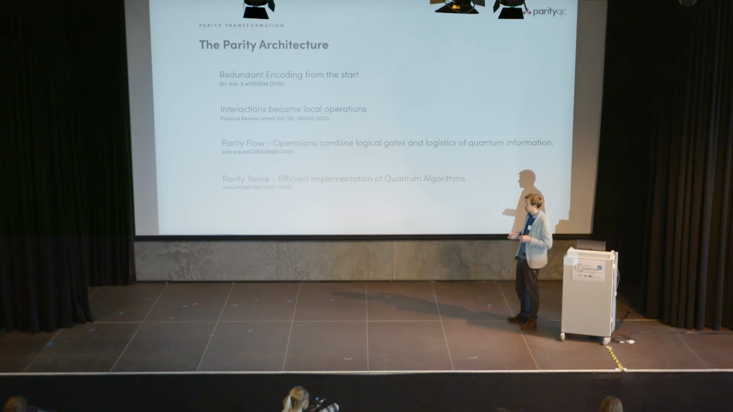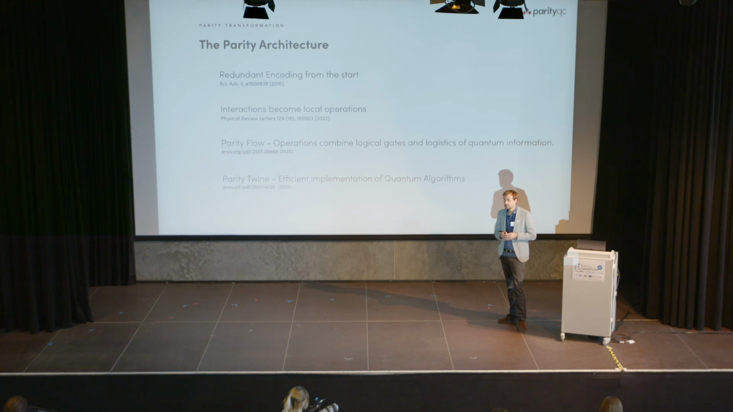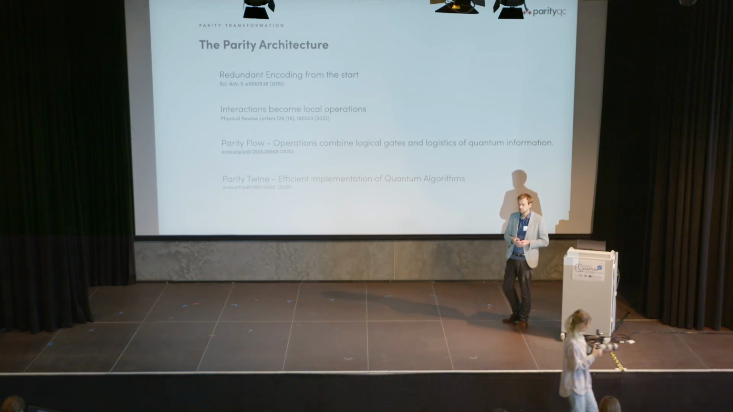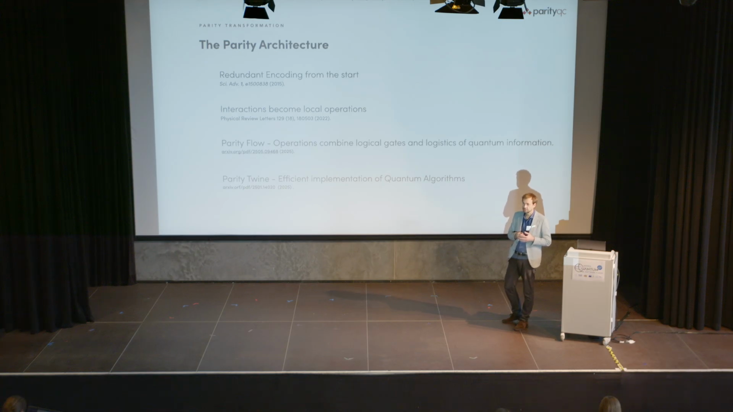The second important aspect about the Parity architecture is that the interactions become local fields. So this means if I have logical pair interactions, in our code this becomes single qubit operations, and this allows us to mitigate some of the hardware challenges that we usually have, namely that physical interactions have to be done among nearest neighbors. Then I will touch on the parity flow.